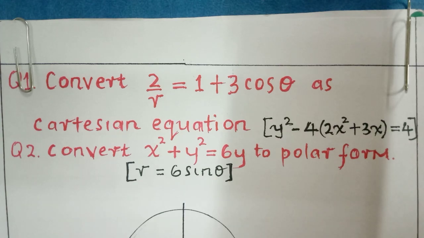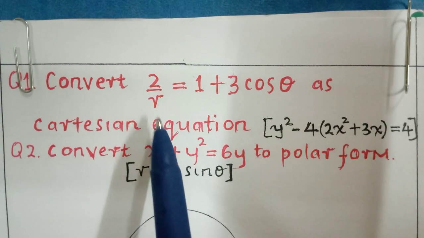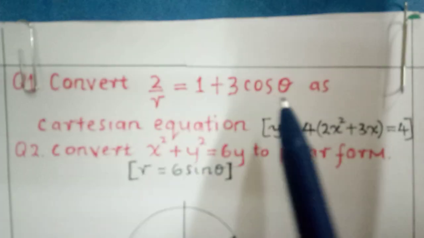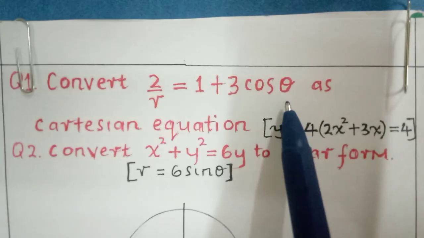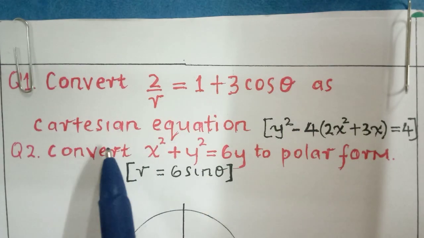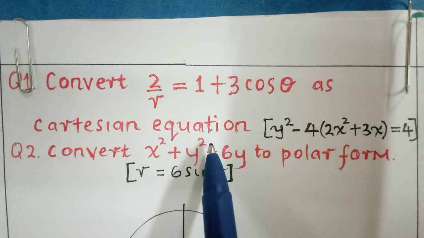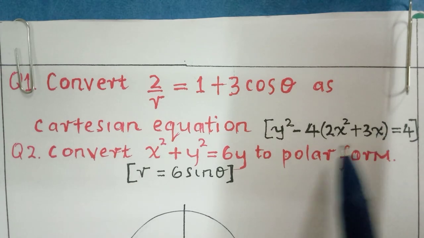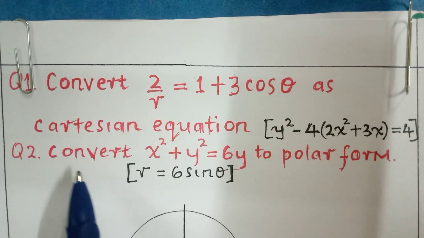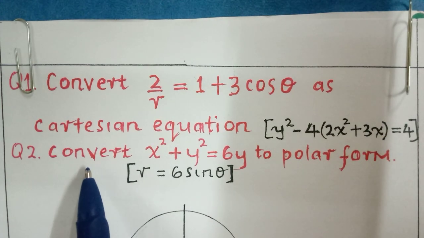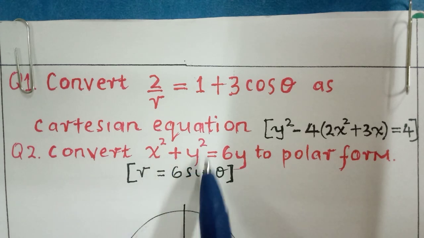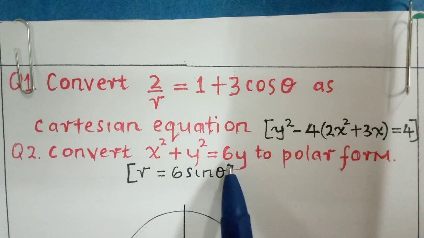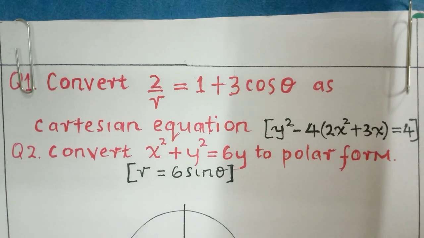And the question reads, convert 2 over r equal to 1 plus 3 cos theta as Cartesian equation. And the answer is given here, guys. And then convert question 2, x squared plus y squared equal to 6y to polar form. And so guys, we begin that question first.